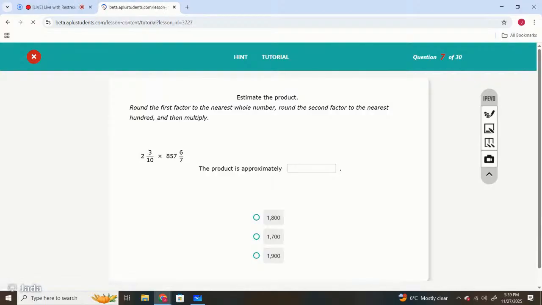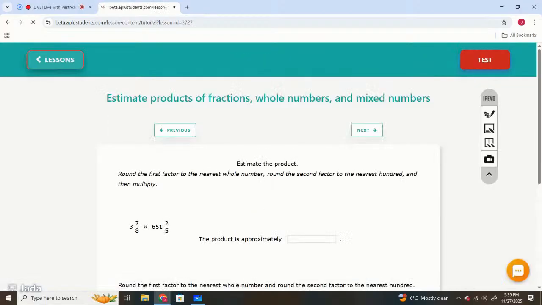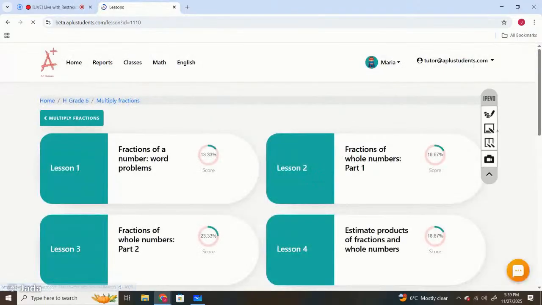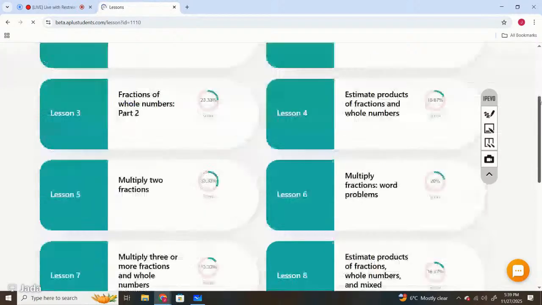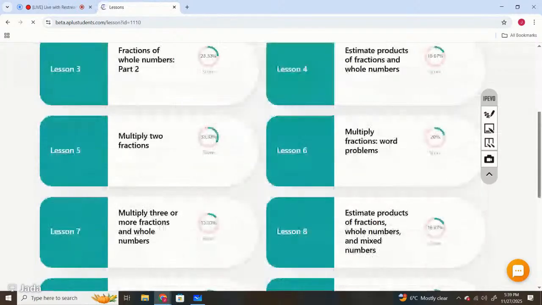Okay, you can complete the lesson by yourself later today. So we were working on the grade 6 math chapter, multiply fractions. The lessons we have covered today: multiply two fractions, multiply fractions word problems, multiply three or more fractions and whole numbers, and then estimate products of fractions, whole numbers, and mixed numbers. So please make sure before the next session you complete all the practice questions for the lessons we just did. That is your homework until the next session.